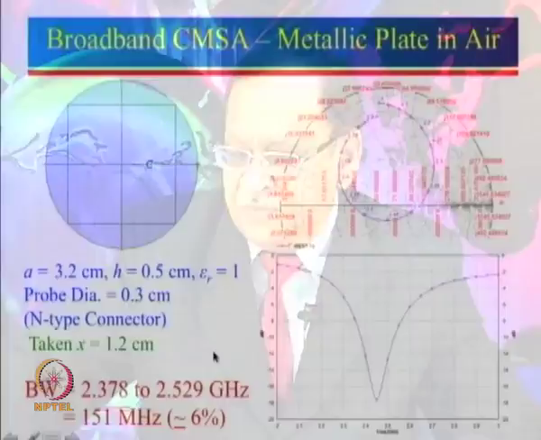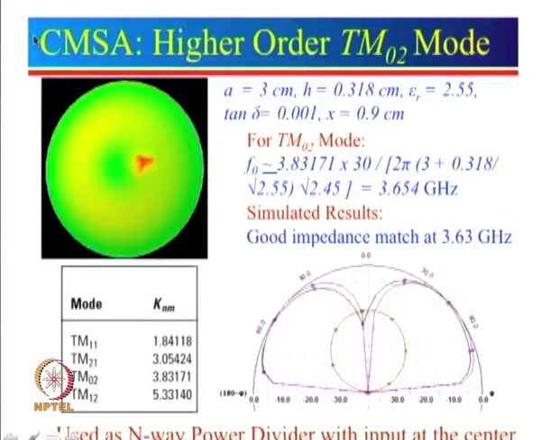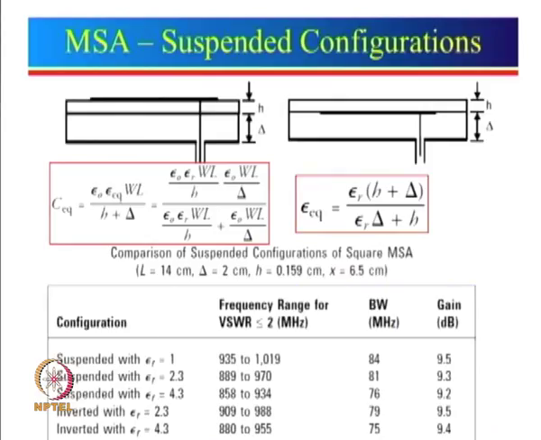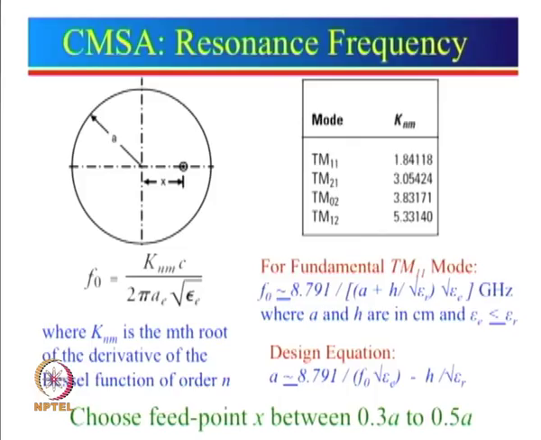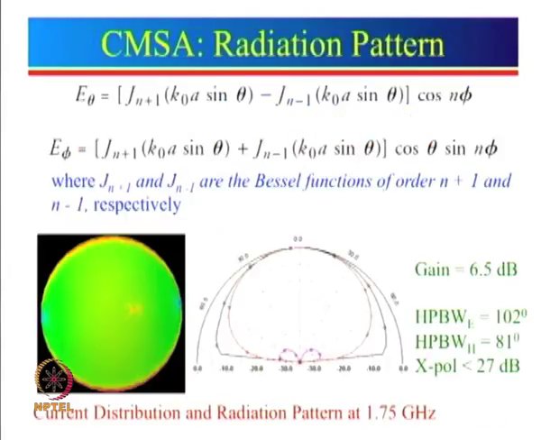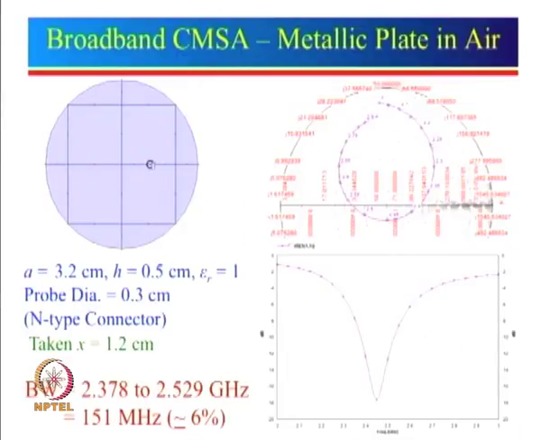So generally speaking, this can be modeled in a very simple way. Instead of using a in the expression, all we need to do is use a effective. I will just show you what you need to do: you just add the term here, a plus t plus h by square root epsilon r, where t in this case can be 1 mm or 0.5 mm or 2 mm, whatever is the thickness. So that is all you need to do for the modification.